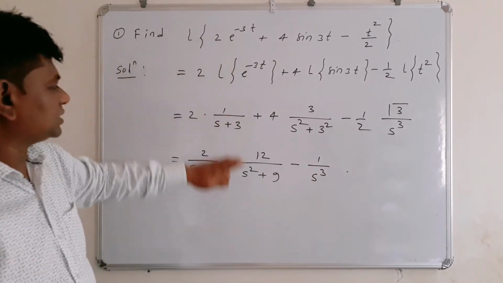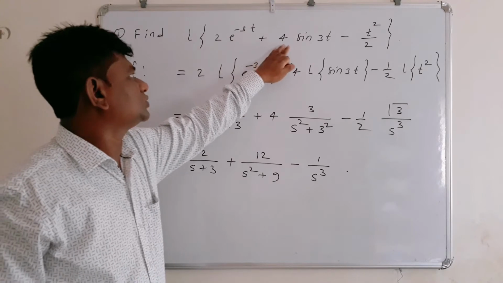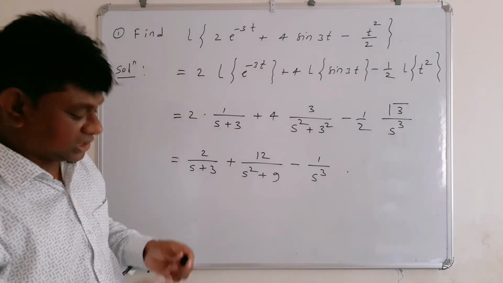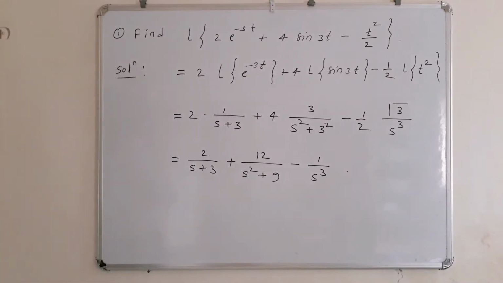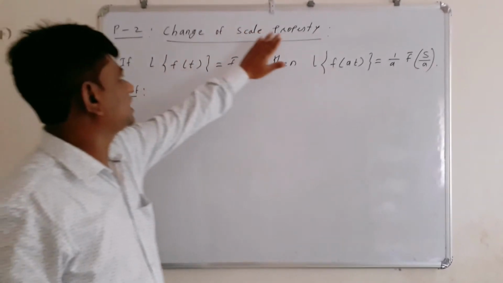So this is the Laplace transform of 2 times e to the power minus 3t plus 4 times sine 3t minus t square by 2 by using linearity property. Now property number 2, change of scale property.